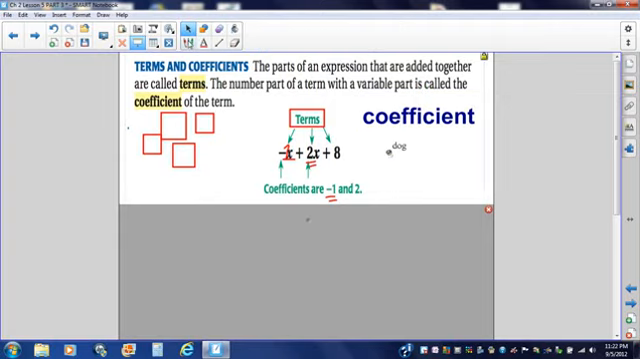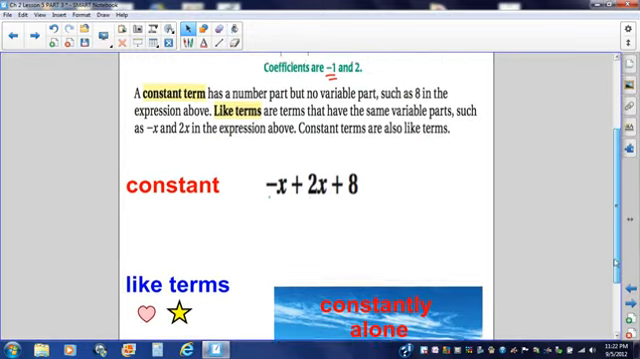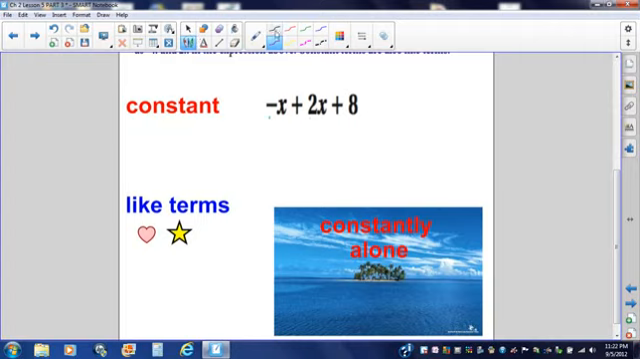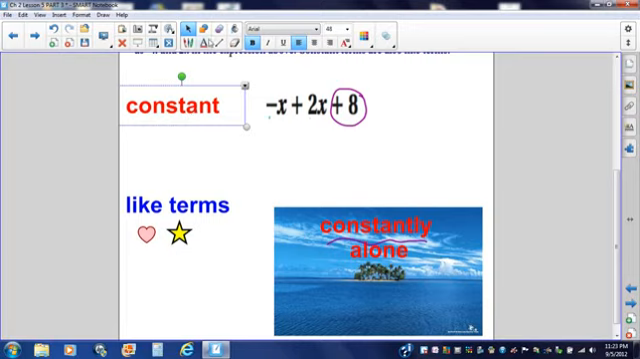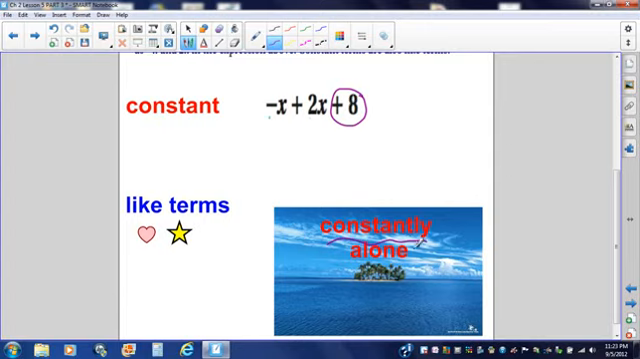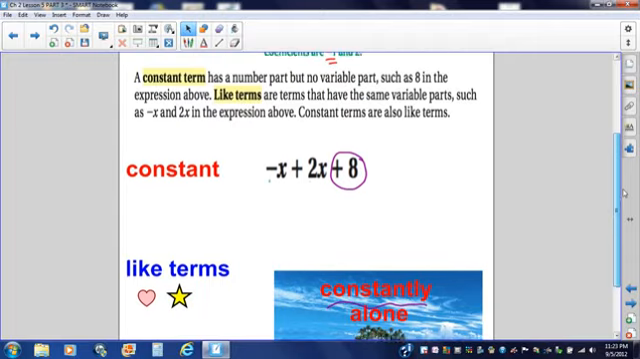Now, Mr. Phillips, you didn't say anything about this 8. Correct. I did not say anything about that positive 8 because that positive 8 is constantly alone. It's not touching a variable. So since it's not touching a letter, it can't be a coefficient. We say any numbers that are by themselves are a constant. Think of it this way. 8 is all by itself. It's stuck out here on this island. It is constantly alone. That is called a constant in math. A number that is by itself.